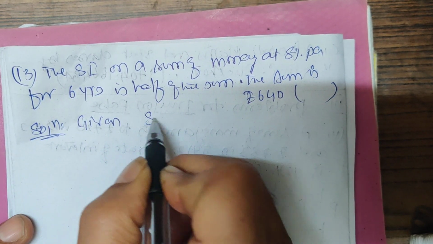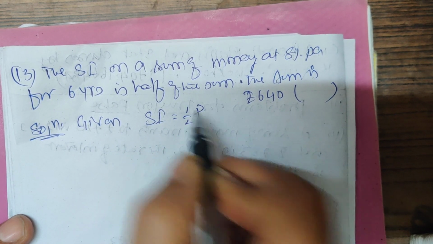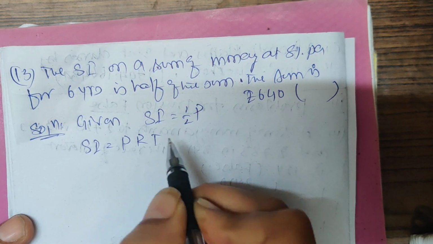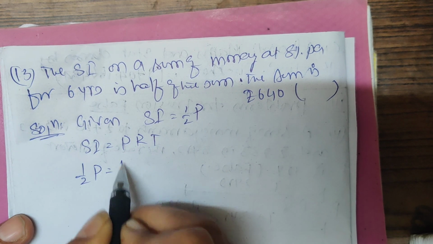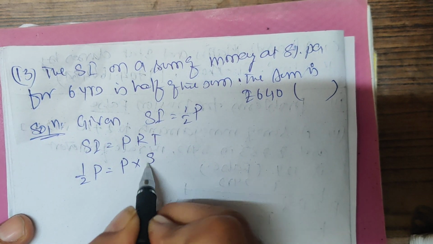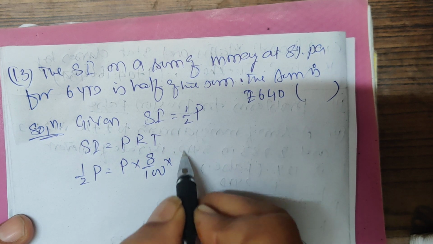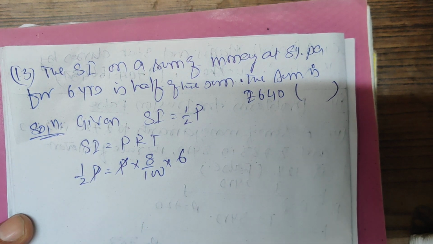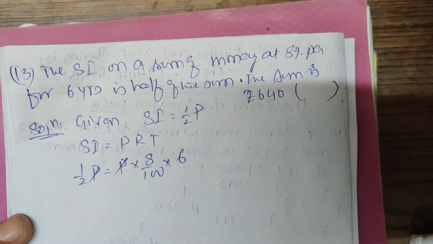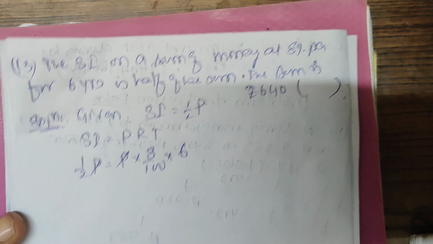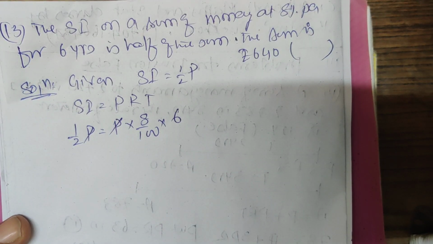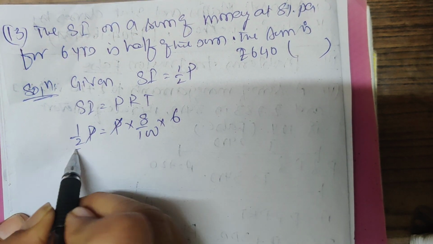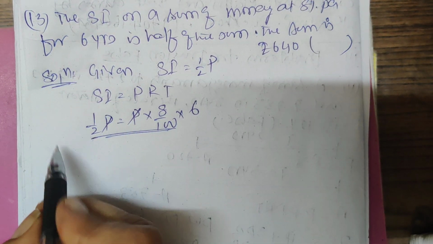Given SI is equal to 1 by 2 into P. SI is equal to principal into rate into time. 1 by 2 into P is P into rate, which is 8 by 100, time is equal to 6. P, P cancel. So we are not getting anything. So let us take an alternative approach, sir.